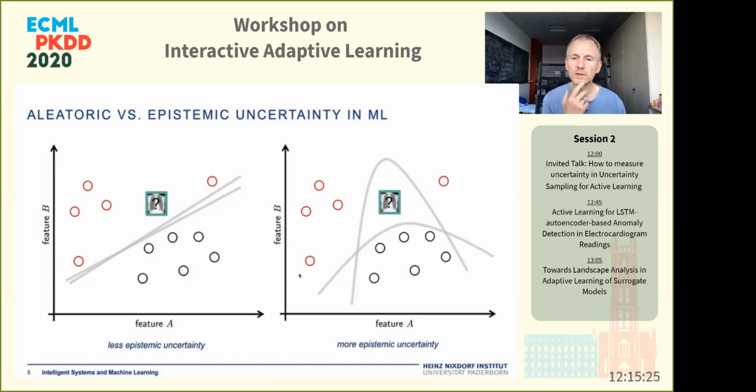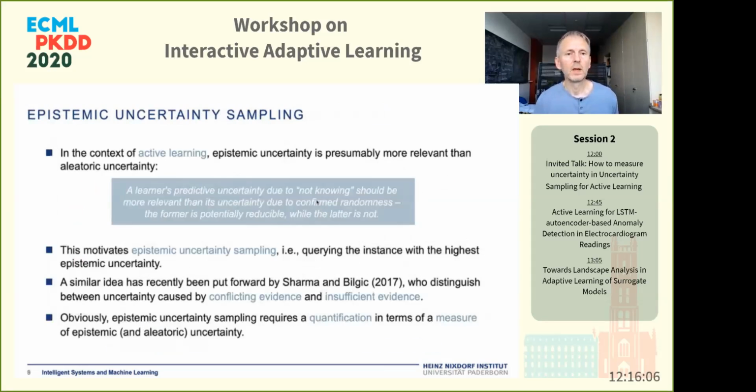Whereas if you weaken your model assumptions and you also allow, for example, to fit quadratic discriminant functions or nonlinear discriminant functions, then you might again be more uncertain, because there are some hypotheses in your space consistent with your data that would predict positive here, others that predict negative. So here the epistemic uncertainty is higher. So it does not only depend on the amount of training data, but also on the assumptions you start with. And actually, epistemic uncertainty depends on the interplay between the two sources of information.